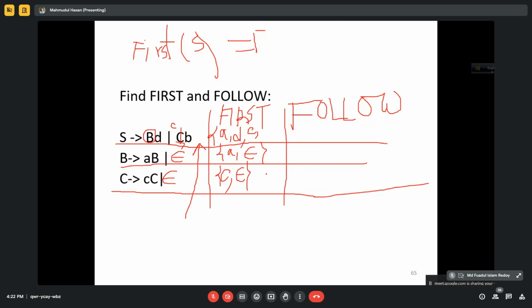Then again replace non-terminal C with epsilon. When you replace non-terminal C with epsilon, this one will be removed. Then only B is there. So B will be the first value. Got it, everyone?